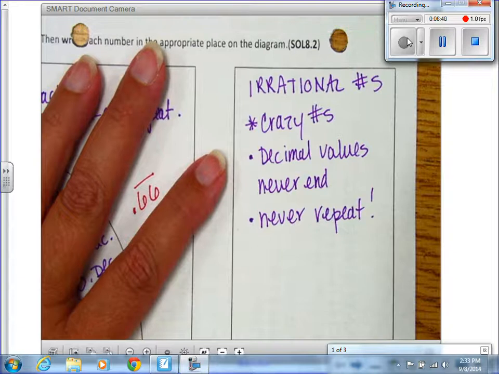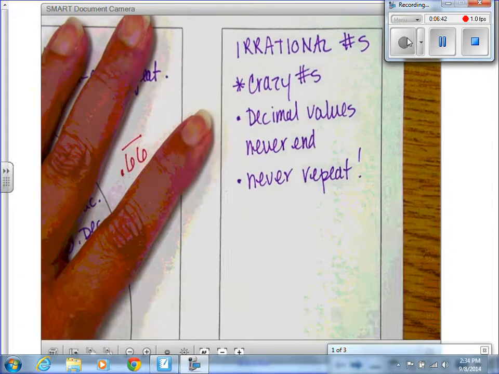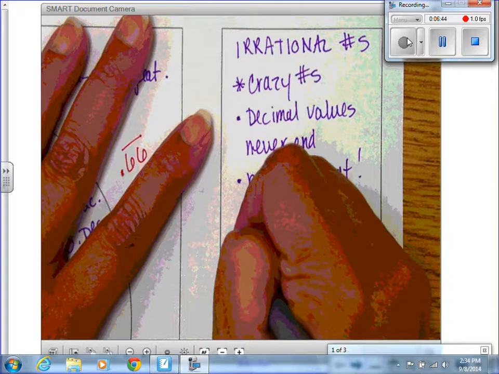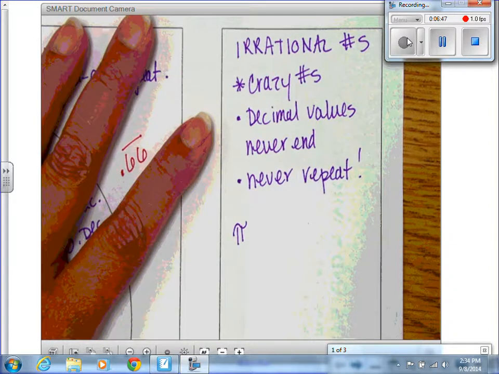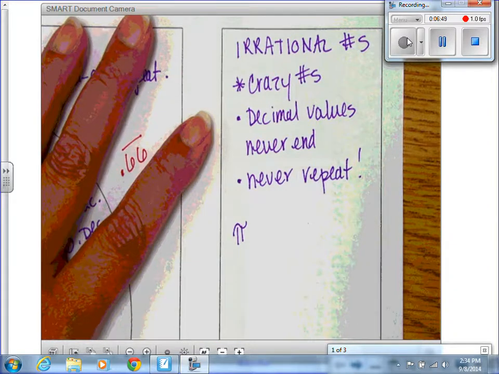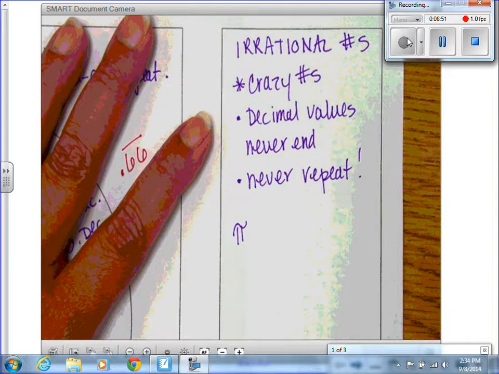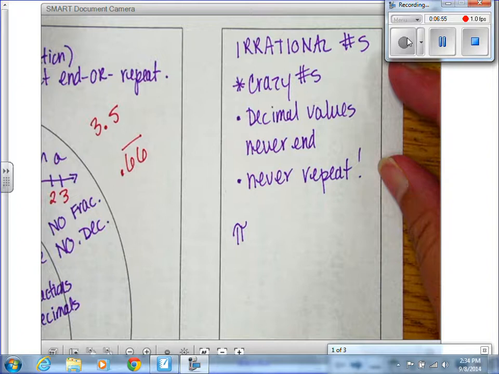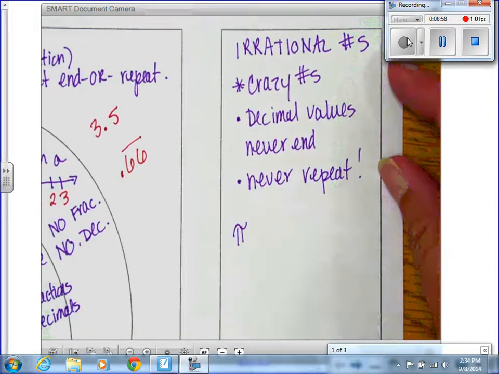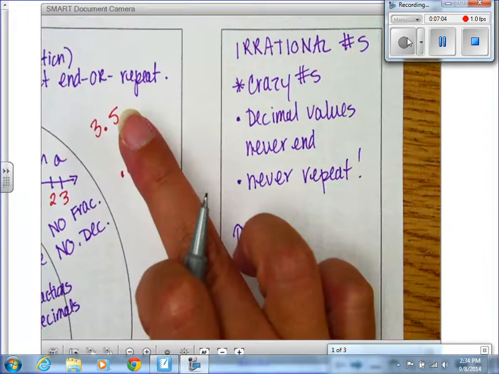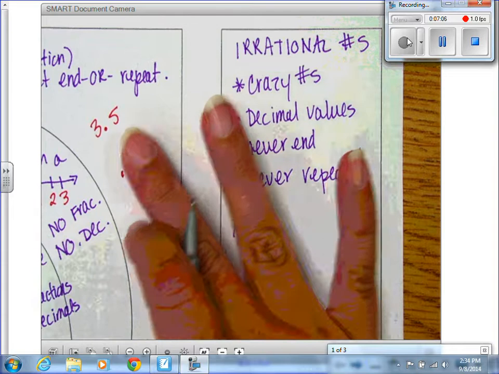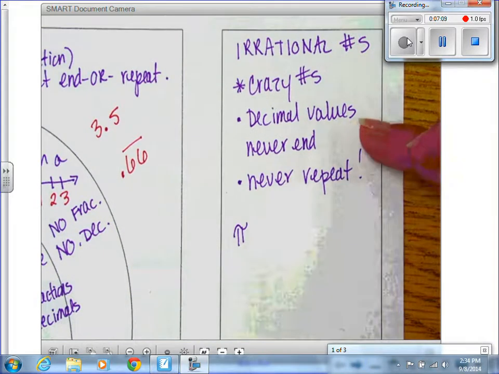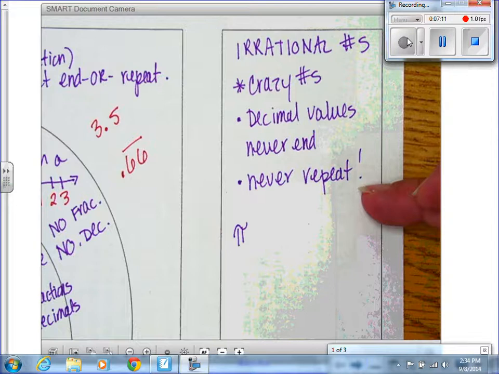So, for example, one of the most famous irrational numbers we have is pi. We say that pi is 3.14. However, we know that that number actually never ever ends, and the numbers never repeat. By repeating, we're talking about repeating in a certain pattern, like 1, 2, 3, 1, 2, 3. That would be a repeating decimal, which would then put it in our rational category. But it's irrational because, again, the decimal value never ends and the decimal value never repeats.